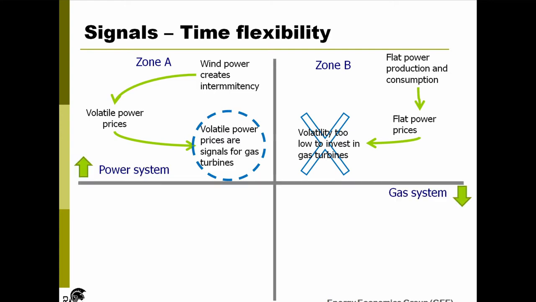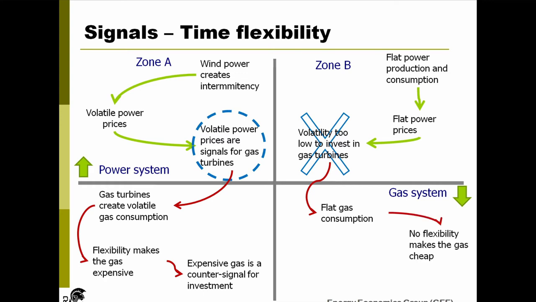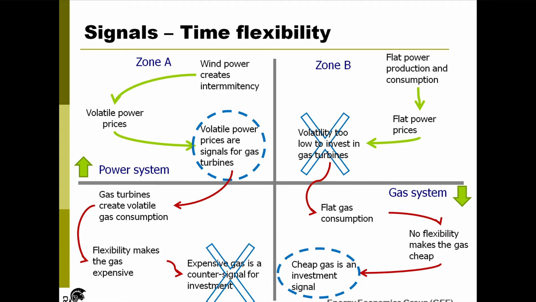But this is looking just at the power system. What happens from the gas system point of view? The existence of a lot of gas turbines because of the incentive in zone A creates a volatile gas consumption in zone A. This volatile gas consumption creates a need for flexibility that makes the gas expensive. And this expensive gas is a counter signal for investment in gas turbines. On the contrary, in the gas system in zone B, we have a flat gas consumption. So we don't have a need for flexibility. So our gas will be cheap. So we will have an investment signal because of the cheap gas in zone B. So at the end of the day, what we have is the opposite incentive coming from the gas system. We have an incentive for the investment in gas turbines in zone B if we look at the gas system.